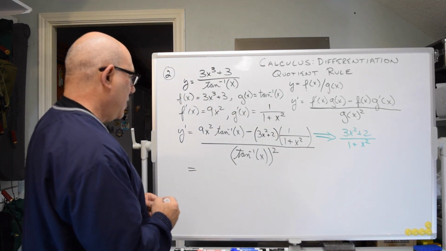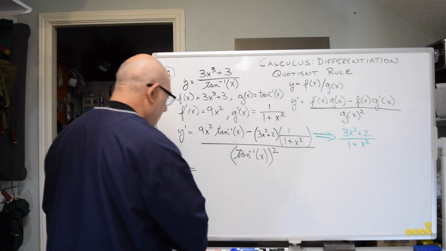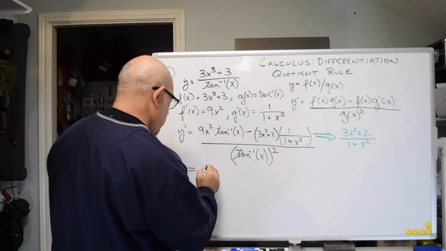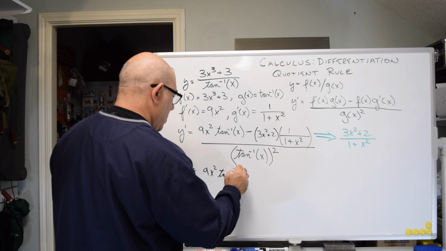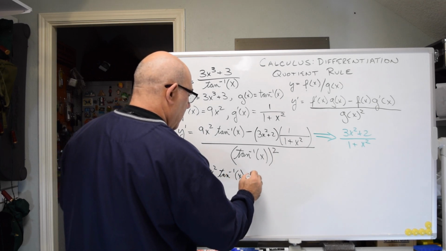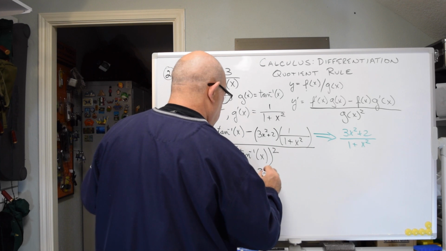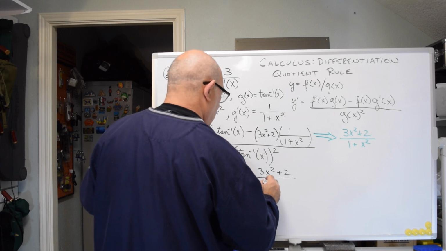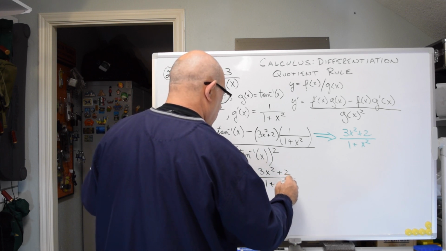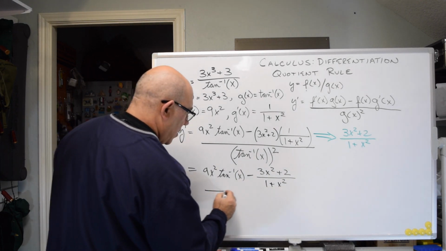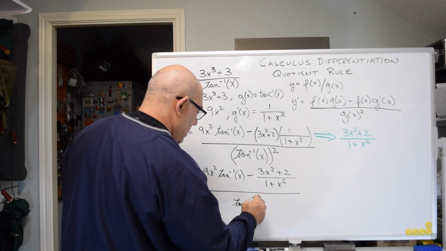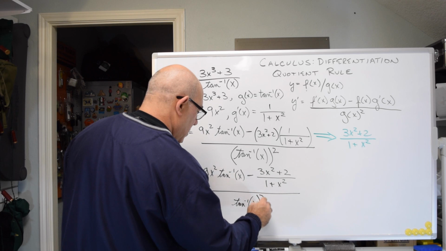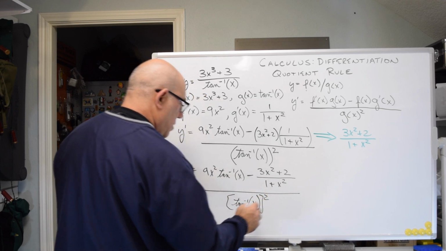Okay? So we can rewrite this now as 9x squared times the inverse tangent of x, minus 3x squared plus 2 divided by 1 plus x squared. That is all divided by the inverse tangent of x squared. And that's our answer.